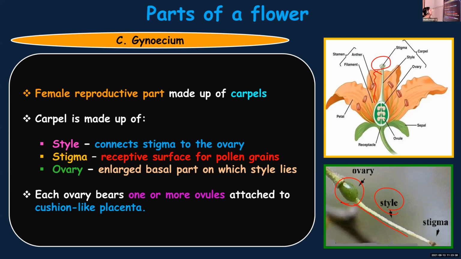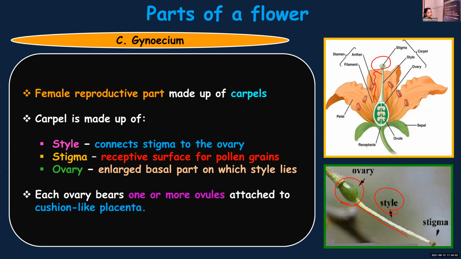Once again, gynoecium is the female reproductive part. It's made up of carpels or pistils. If you take each carpel, you can find different parts. Style is the part which is connecting stigma to the ovary. That elongated part, that is style. Whereas stigma is a sticky end at the tip.